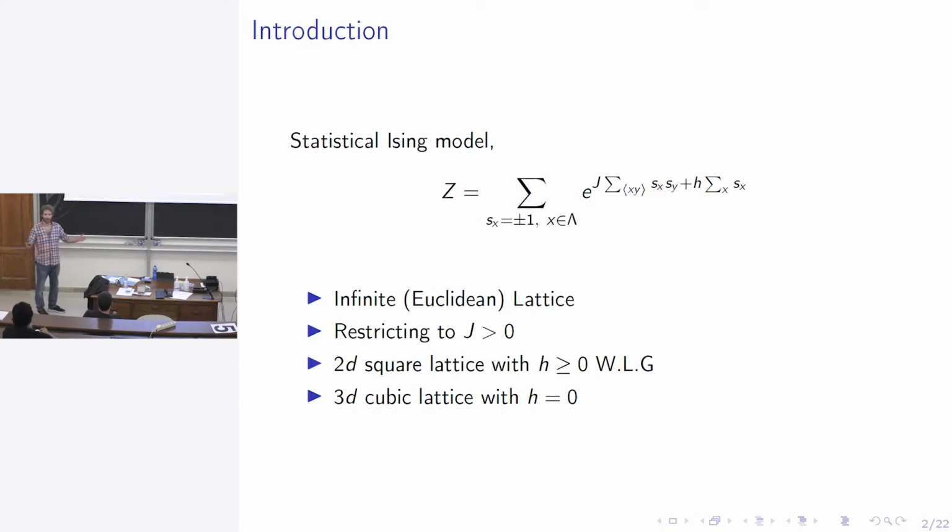So I'm talking about an infinite lattice at finite spacing. Specifically, I'll talk about cubic lattices in 3D and square lattices in 2D. So let's see, I'm restricting to J positive. And without loss of generality, there's a symmetry that takes H to minus H. I'm going to talk about the positive H, just to simplify the presentation.